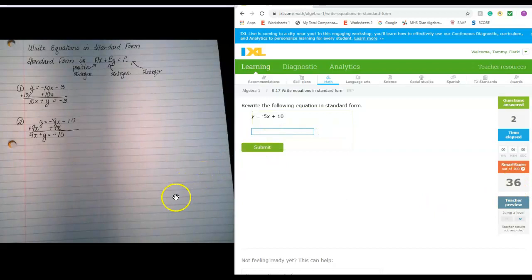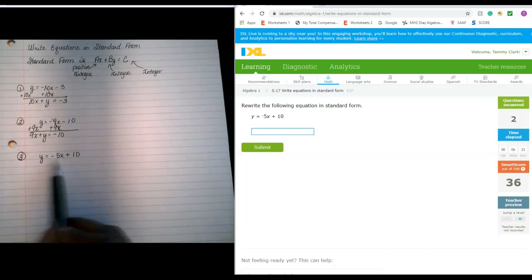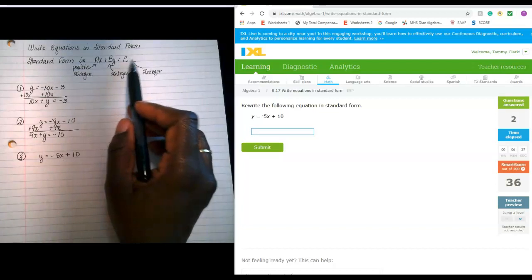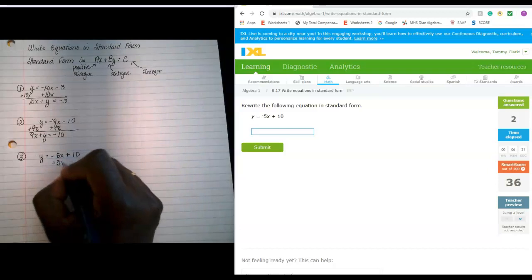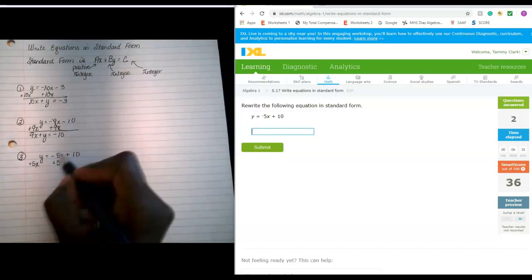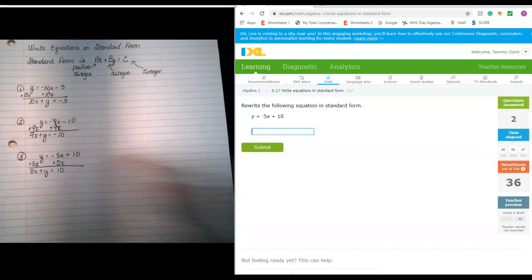Our next question is as follows. We've got y equals negative 5x plus 10. Again, we want x and y on the same side of the equal sign, constant or the number by itself. So we're going to apply the inverse operation of adding 5x to both sides of the equation, because originally 5x was subtracted, or we had a negative 5x. So basically we are eliminating it from this side. So we have 5x plus y is equal to 10.